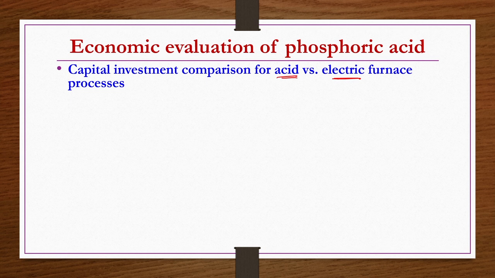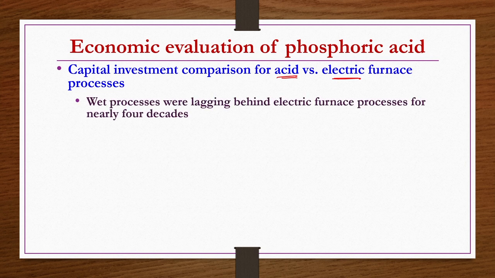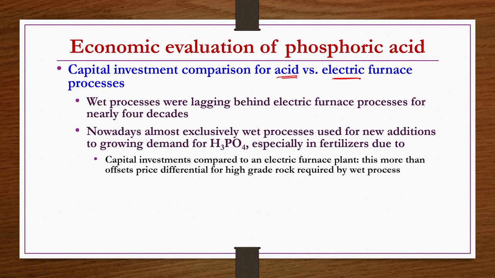That's very essential, right? Although for almost 4 or 5 decades this electric furnace process dominated over the wet process, nowadays whatever plants are available for the production of phosphoric acid are primarily based on the wet processes. This is because, compared to electric furnace plants, wet process plants require less capital investment. So that money probably you can make use for high grade rock required by the wet process.